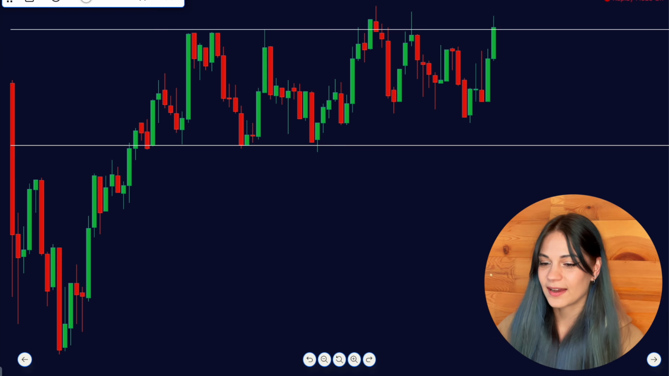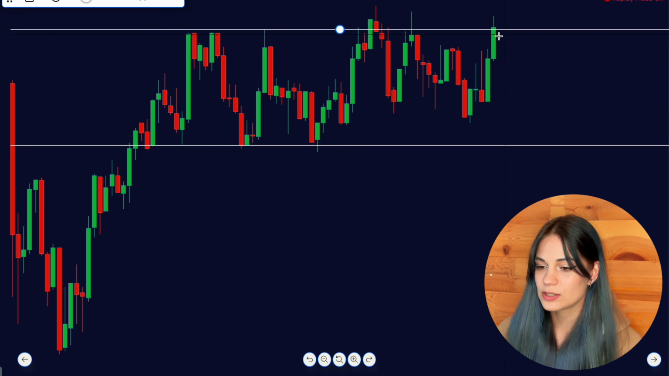Okay, now you think you know all the rules on how to draw support and resistance lines. Let's try it in trading. So you can see our chart right here. We draw our support and resistance lines. We can see that the price is moving respectfully to those.